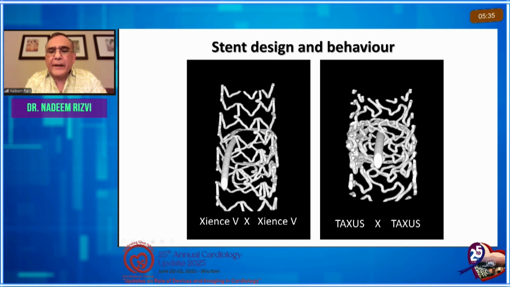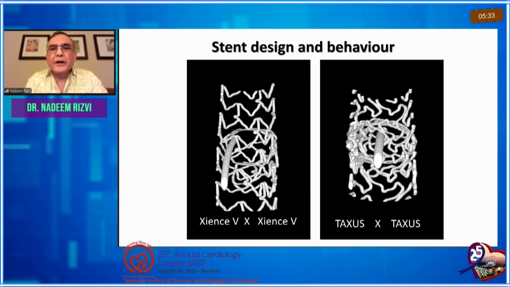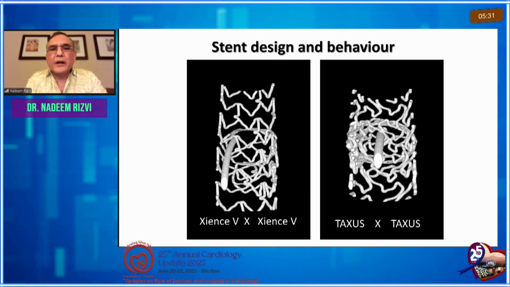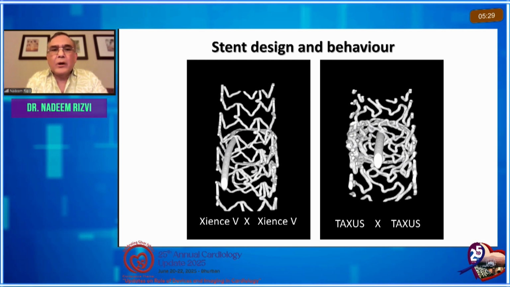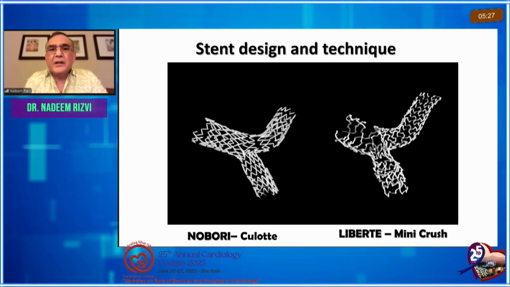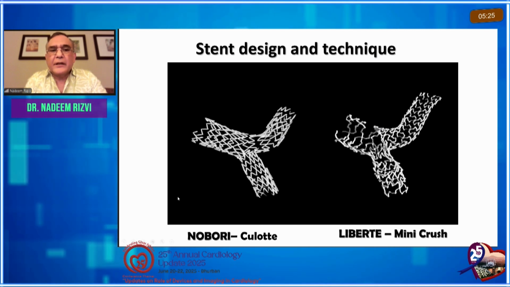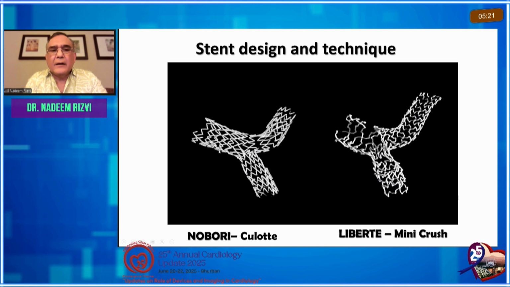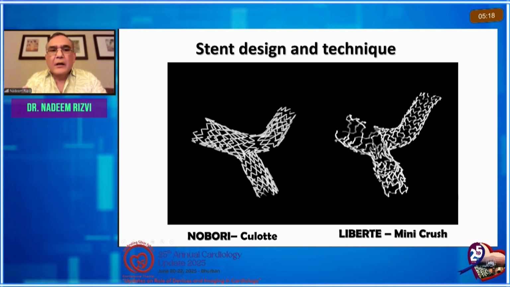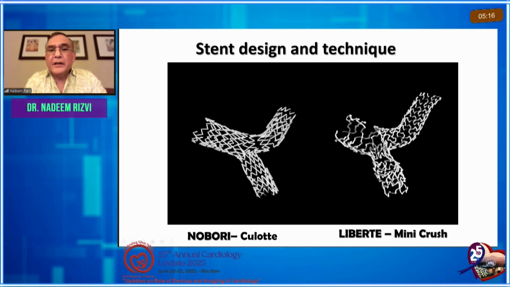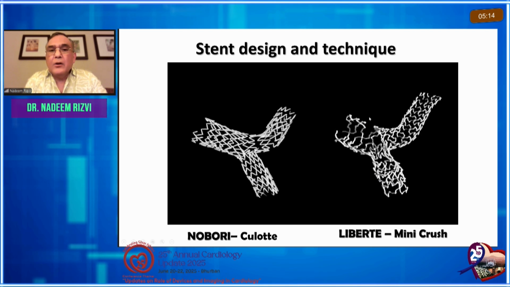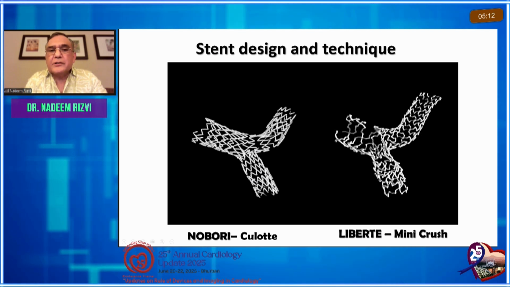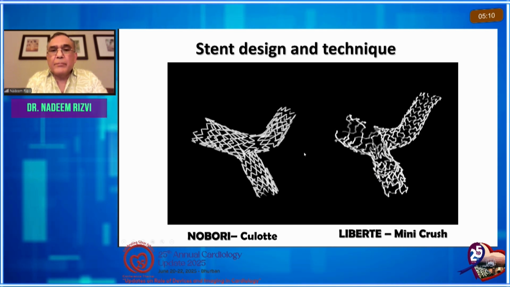So again, when you are combining stents, you need to be aware of what gives you the angiographic good result, and the IVUS now also is different. Again, stent designs are not all the same, and the technique. If you use culotte with Nobori, look at the stent, how it's covering. But if you had used a Liberté, look at the amount of disruption there is in a two stent strategy with a mini crush.